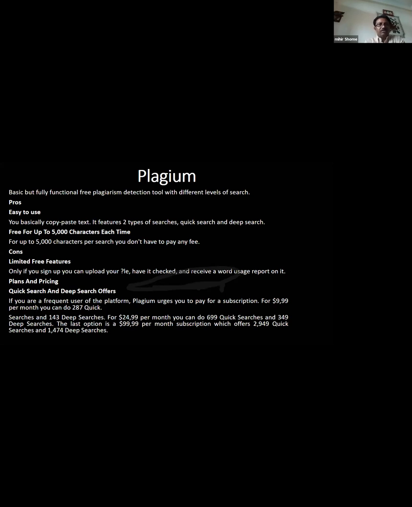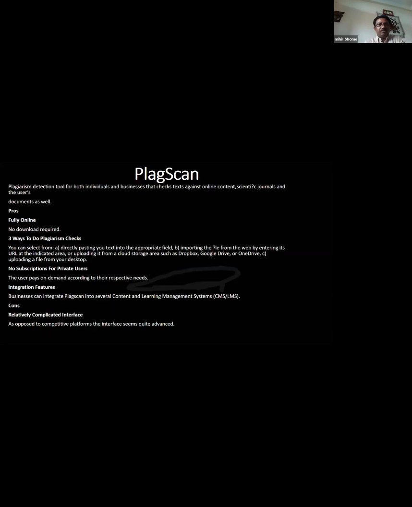Then also PlagScan, this is another software that is used both by individuals and businesses that checks against online content, scientific journals, and the user's documents as well. Fully online, no download required. There are 3 ways to do plagiarism checks. First, directly pasting your text into the appropriate field. Second, inputting the file from the web by entering the URL at the indicated area, or uploading it from a cloud storage area such as Dropbox, Google Drive, or OneDrive. Third is uploading a file from your desktop.